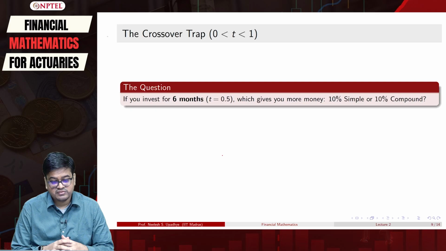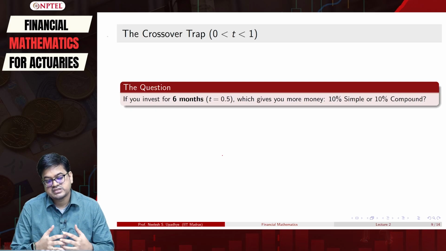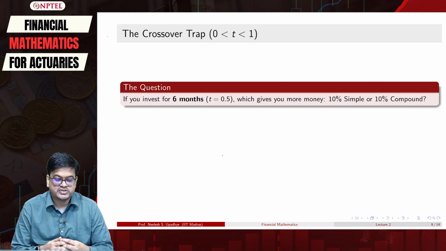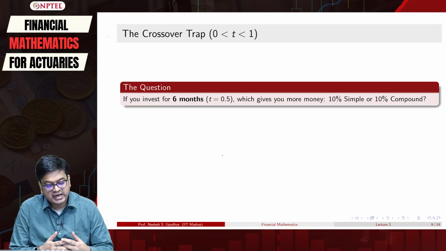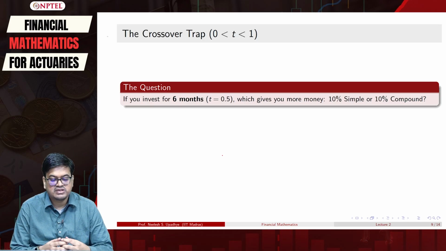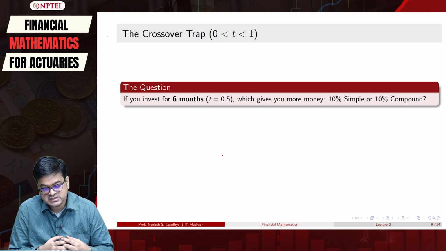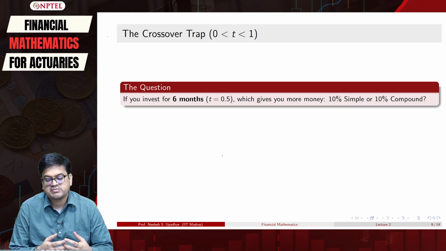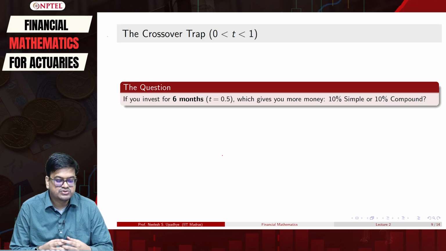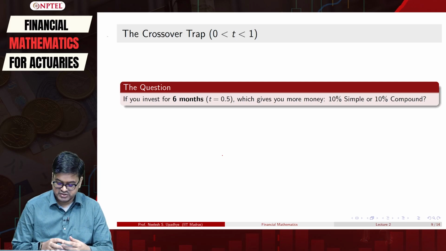And now, as I mentioned, the crossover trap, which is 0 less than t less than 1. If I want to invest my money, and I go to a bank and I say I want to invest only for a short span of time, for 6 months, the bank says we give the same interest rate, 10% simple, 10% compound, both are the same. You choose whether you want simple or compound.